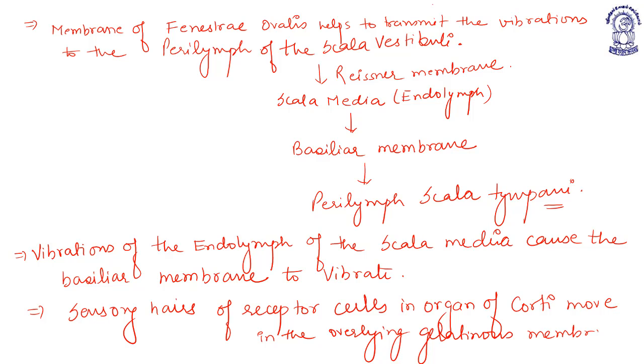Gelatinous membrane. Next. So the sensory hairs of receptor cells in the organ of Corti move in the overlying gelatinous membrane, that is tectorial membrane, and then get distorted. The stimulation causes depolarization of the receptor cells and initiation of nerve impulse in the fibers of the auditory nerve.